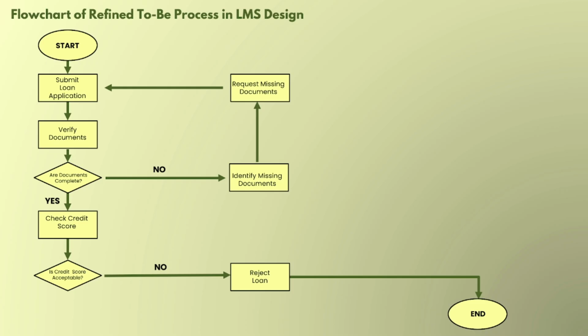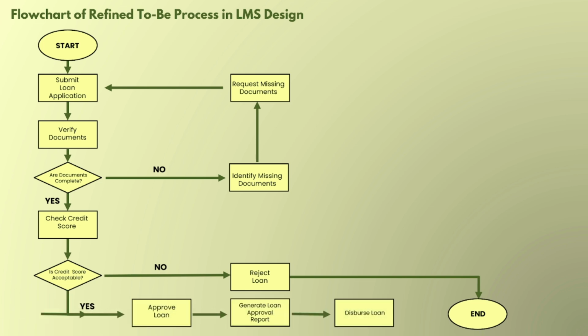And now what happens if the answer comes that yes, the credit score is good? Then obviously the loan gets approved, then generate the loan approval report and disburse the loan to the customer, and the process ends. So this is the bigger picture of the loan management system design. We can say that in this way the flow of rejecting or approving the loan can happen. So I hope now you have a better idea of what exactly I am trying to tell you.